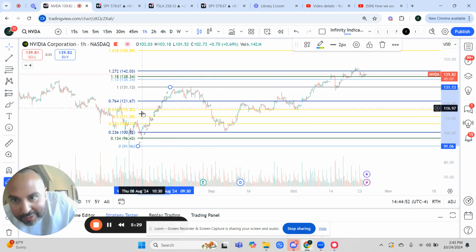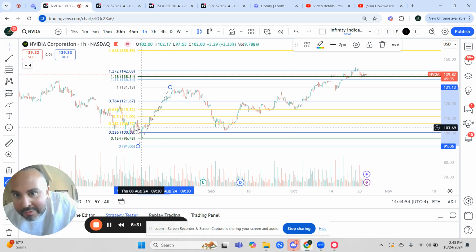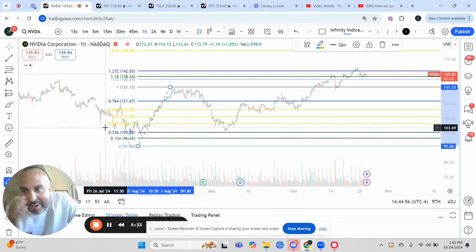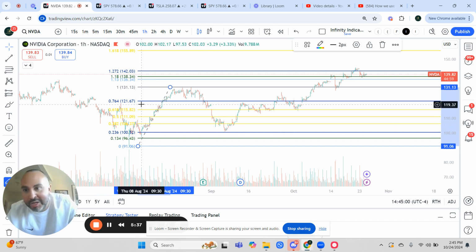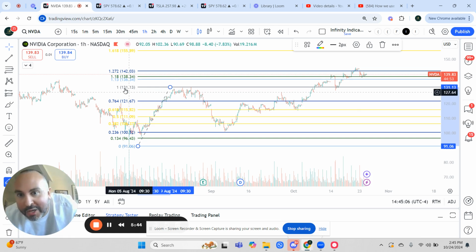Okay. And again, these are my custom levels. This is how I was taught. There are quite a few different ways to use Fibonacci retracement extensions. So there's no right or wrong way is what I'm getting at.